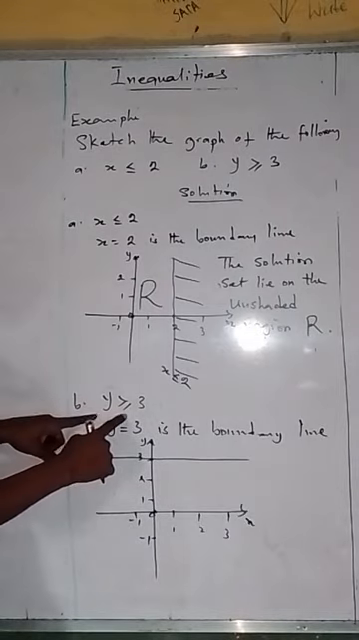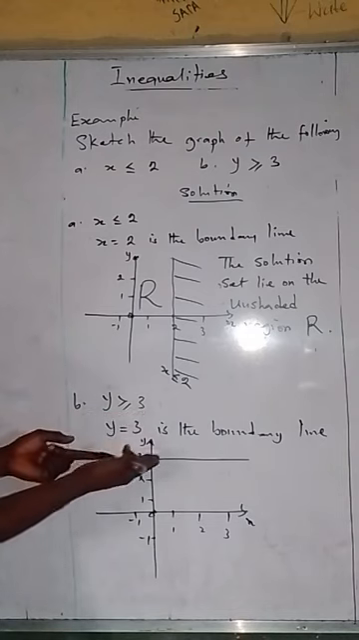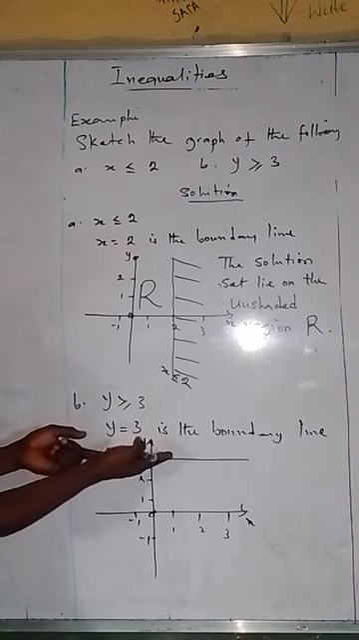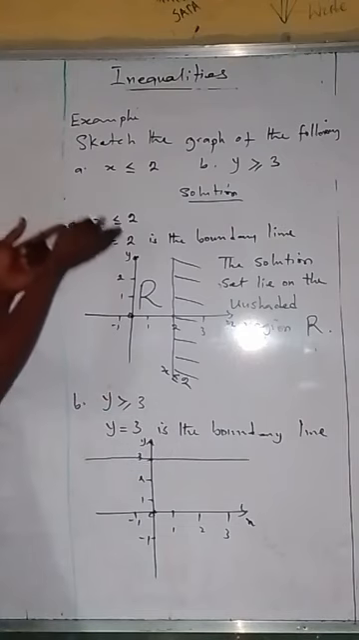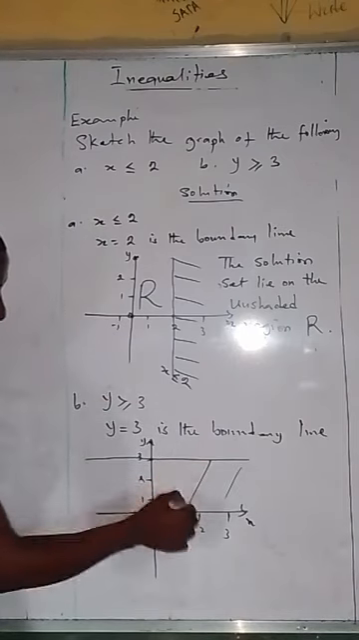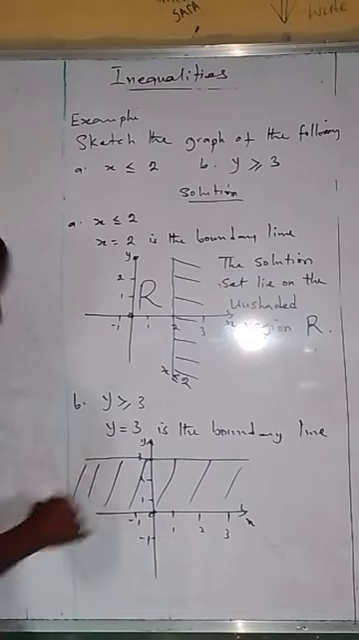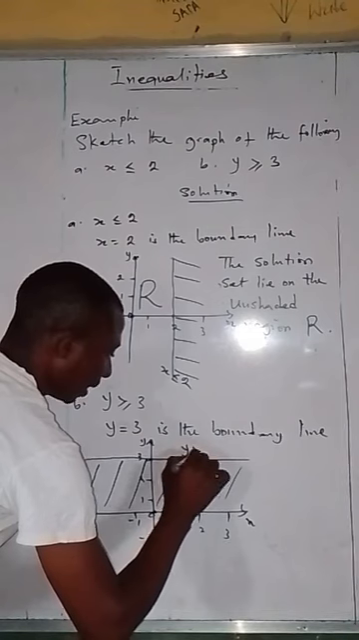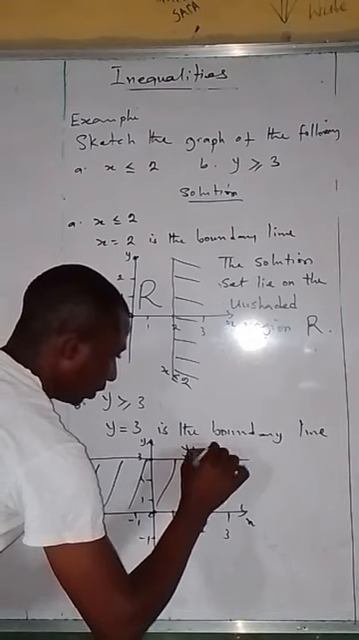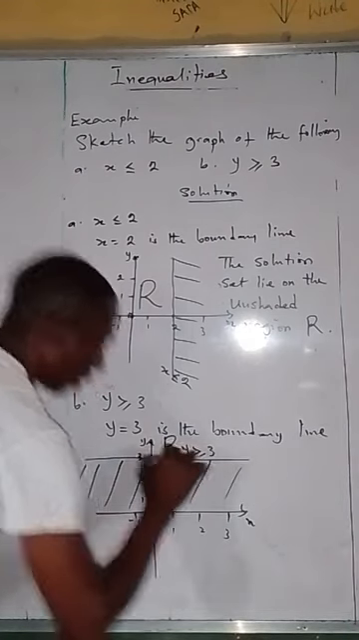Now look at this inequality. Y is greater than or equals to 3. So values that are greater than or equals to 3, they are where? They are above. We have 3, 4, 5, 6, they are above. So the lower parts, they are the unwanted parts. So I will write y is greater than or equals to 3. So this is the region R.